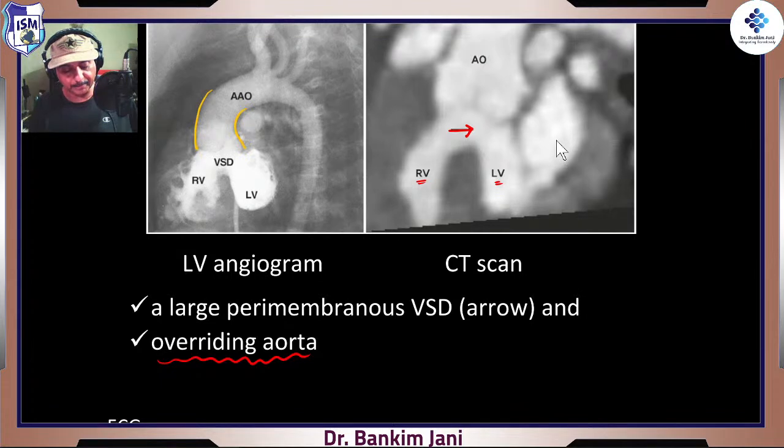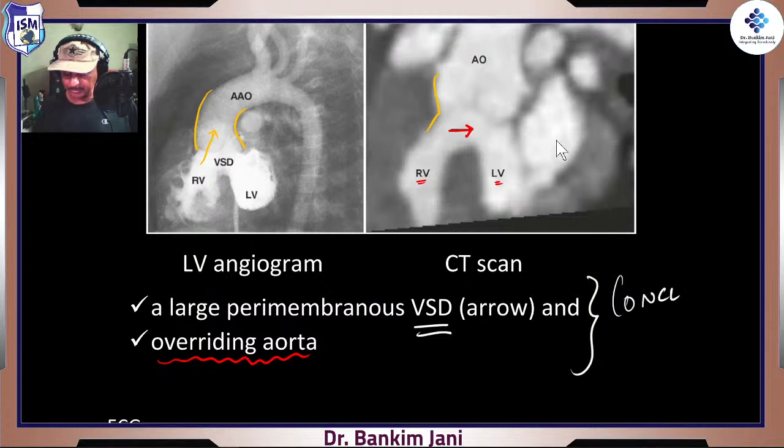It is overriding. It is going into the, so obviously the blood from the right ventricle will also be pushed into the aorta, the ascending aorta, right? See, that's the overriding. So here is what we see: a large VSD and the overriding aorta. These are the two understandings, right? Very conceptual. This is the important concept. That's what we watch. Okay.